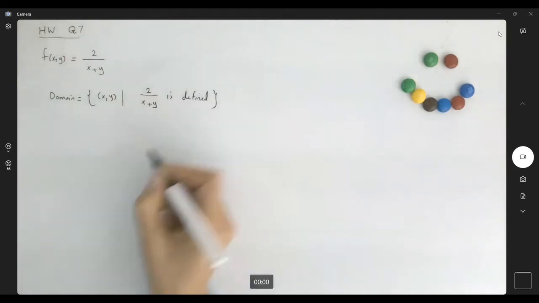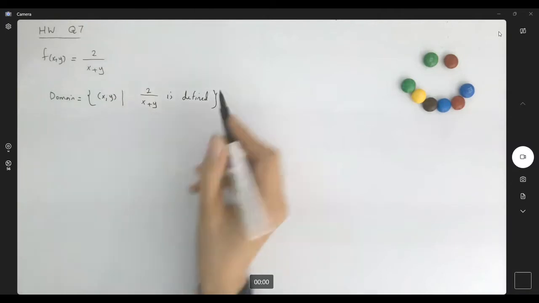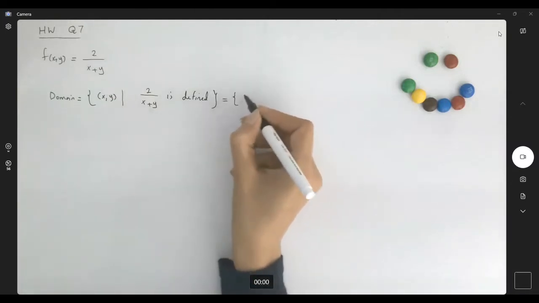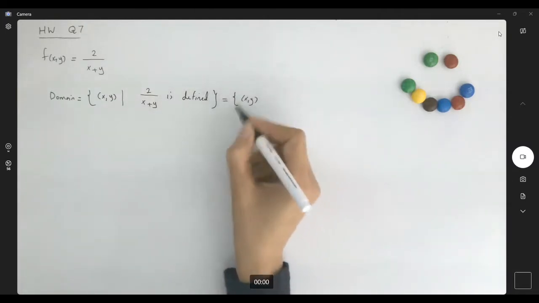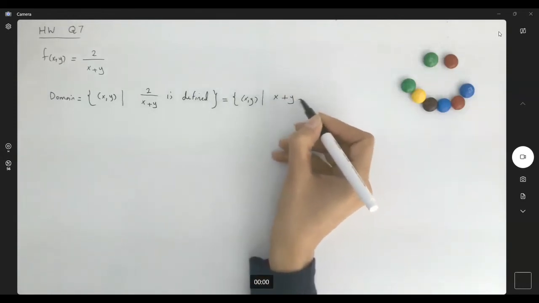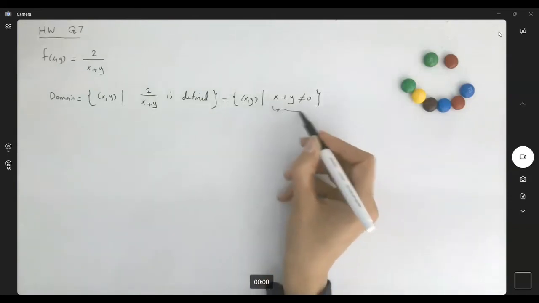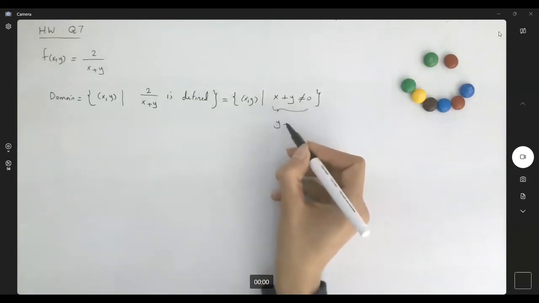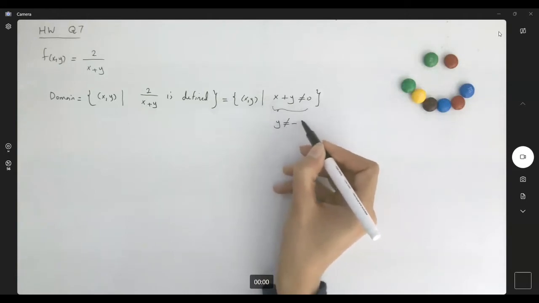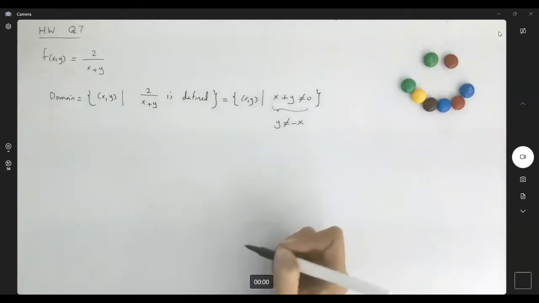Well, since you have a quantity in the denominator, this guy can never be 0. So we're going to have the set of all x and y's in the plane such that x plus y is never 0. But what's the meaning of that? It means that the line y equals negative x must be excluded from the plane.